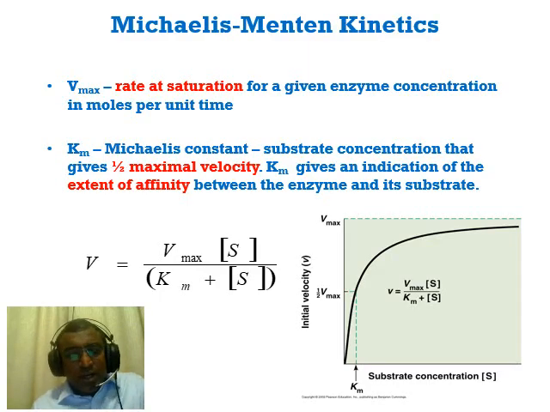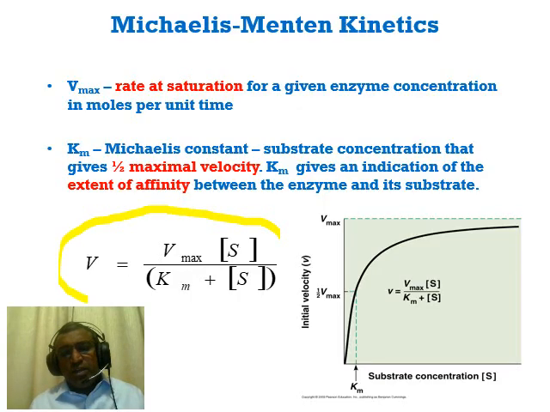So these two guys, Michaelis and Menten, came up with kinetics in order to measure the activity of an enzyme, and they utilized this graph that has initial velocity over substrate concentration. Then they also derived this formula.